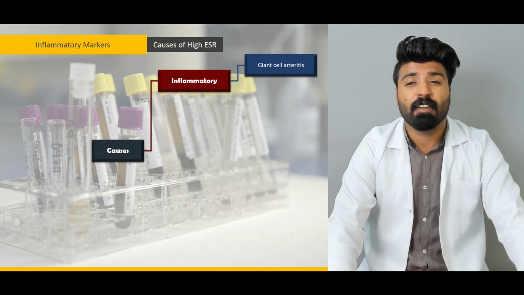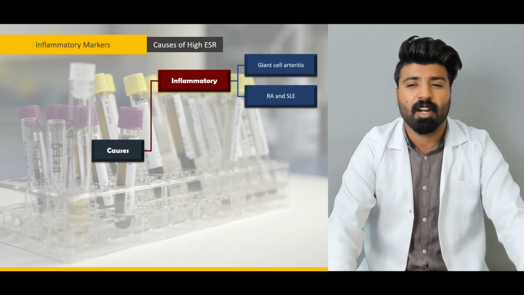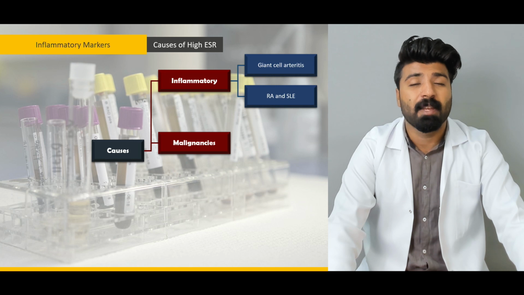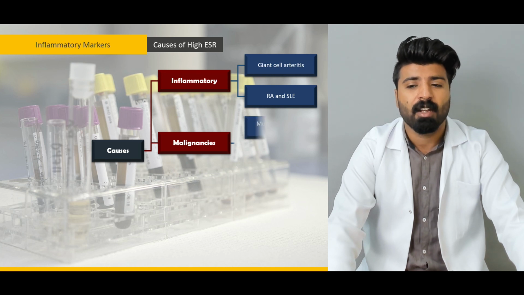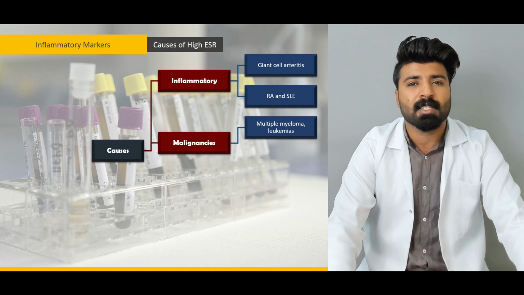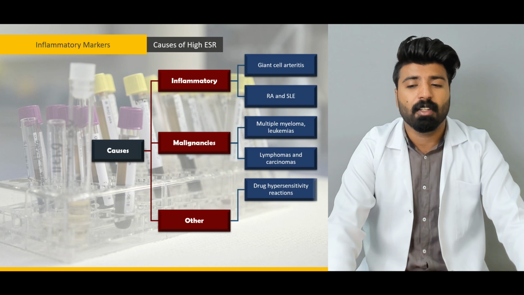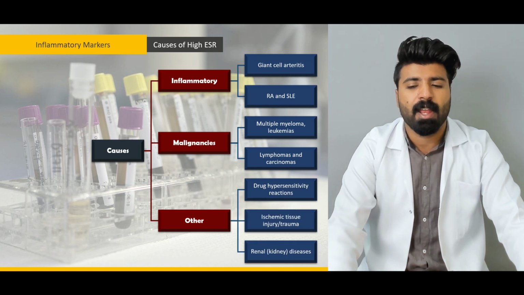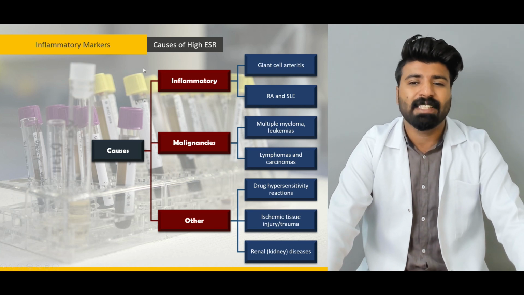In cases of inflammation, we have giant cell arthritis, we have rheumatoid arthritis, we have systemic lupus erythematosus, which is called SLE. Next on, we have malignancies in which we have high ESR. In malignancies, we have multiple myelomas and leukemias. We have lymphomas and carcinomas. Next on, in other forms, we have drug hypersensitivity reactions, ischemic tissue injury and trauma, and renal diseases. Now, these are all the causes of high ESR.